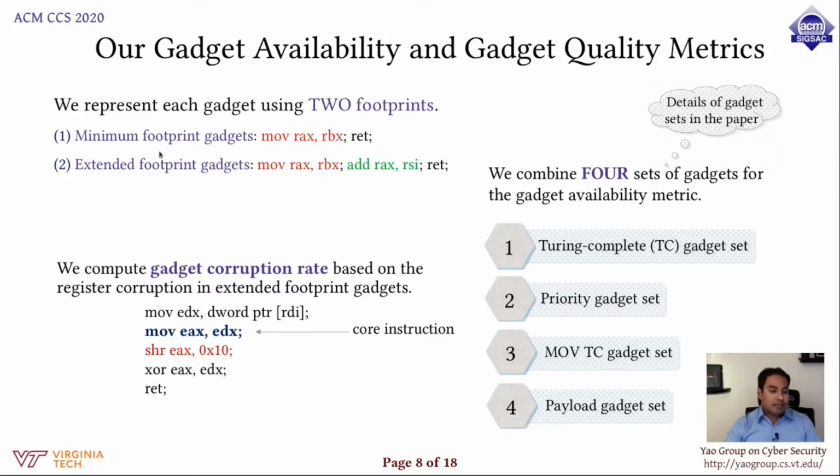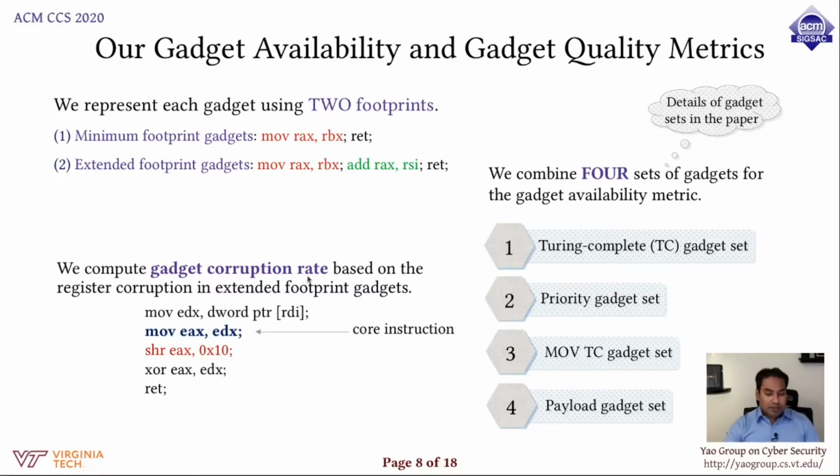But for an extended footprint gadget, there might be some additional instructions. For example, in this case, this add RX RSI instruction. This instruction may or may not impact the key instruction. Based on this impact, we compute the gadget corruption rate. The idea is to determine the core instruction of a gadget based on its purpose, and then determine how the register of the core instruction gets modified by the preceding or the following instructions.